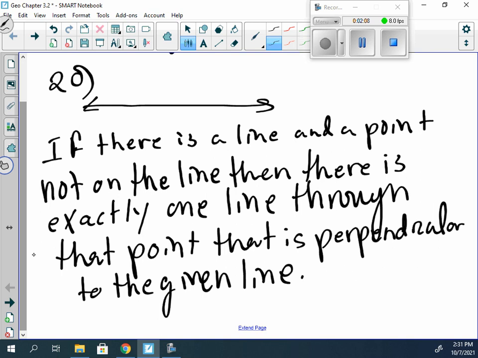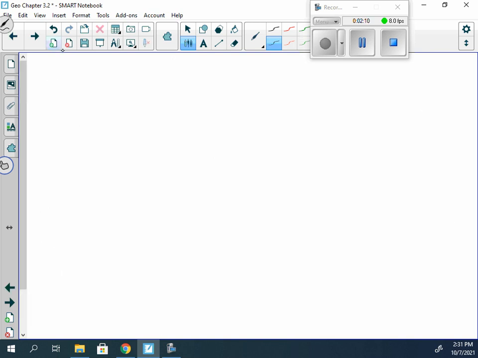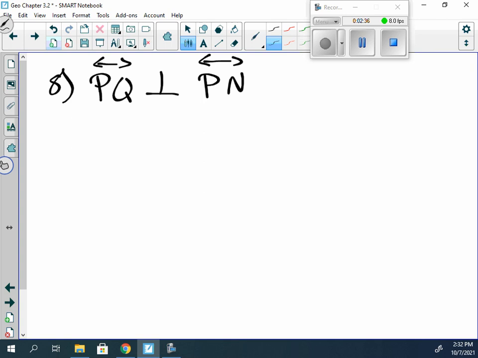Well, so we can say two lines that are perpendicular, we're looking for a right angle, so P, what is it, Q or O? O, PO is going to be perpendicular to P, what was it? PQ, PQ, and PN. And these two would be perpendicular because at their intersection there is a right angle. So that would be it for those two.